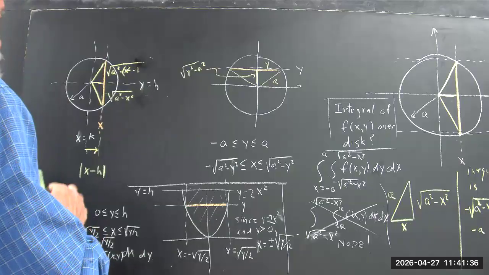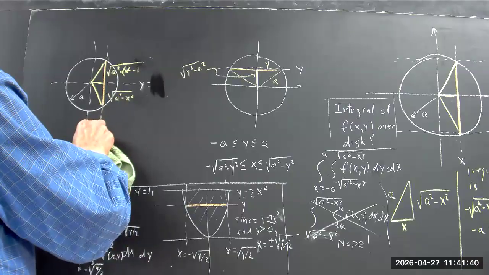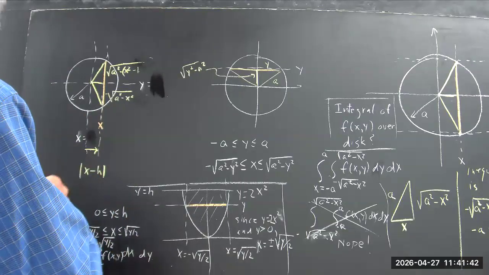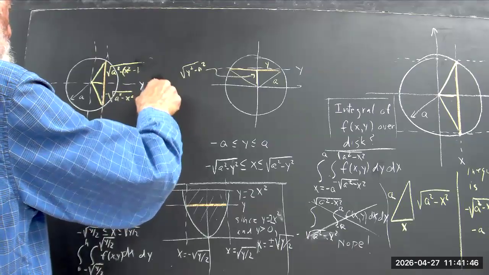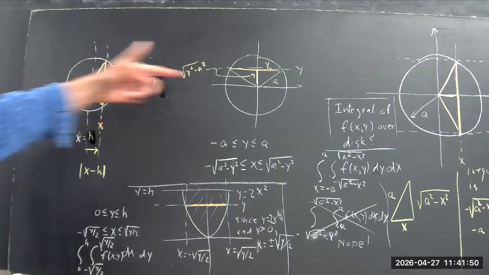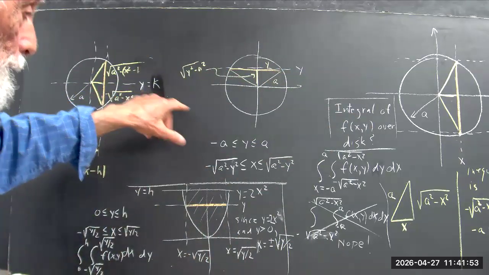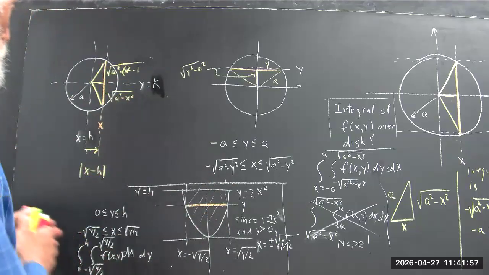Okay, I apologize. Traditionally, we use h for x and k for y. And when I drew this line, I'm thinking the x direction. So I wrote down x. And I wrote down x equals h because h goes with x. Okay.